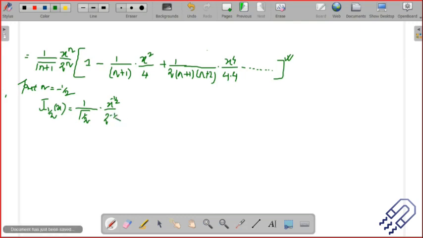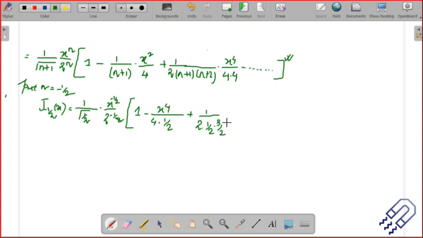Just put minus half. That's it. Yes, I got it. Very good. So it will be x to the power 4 minus half. So this is half plus 1 divided by 2 into half, then 3 by 2 into 4, x to the power 4 and so on. So it's all about getting that series correctly. That's it.